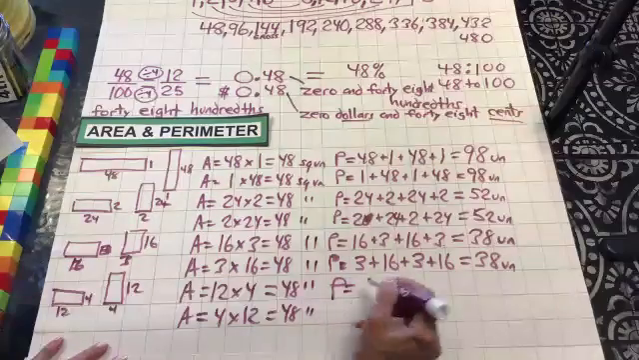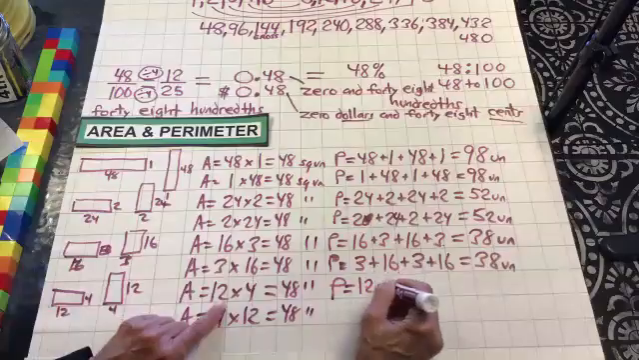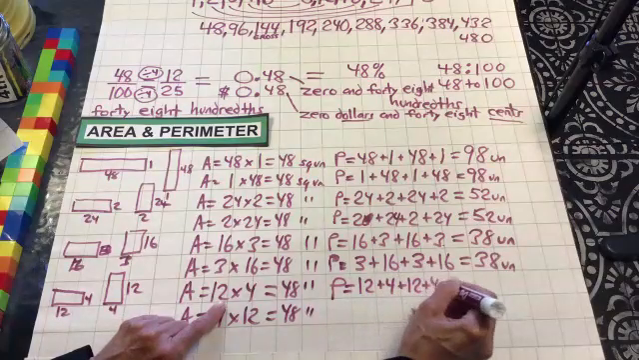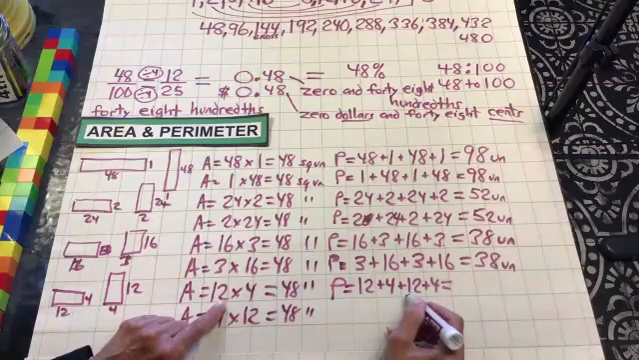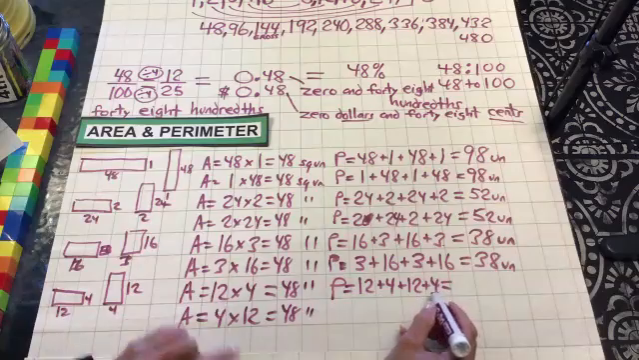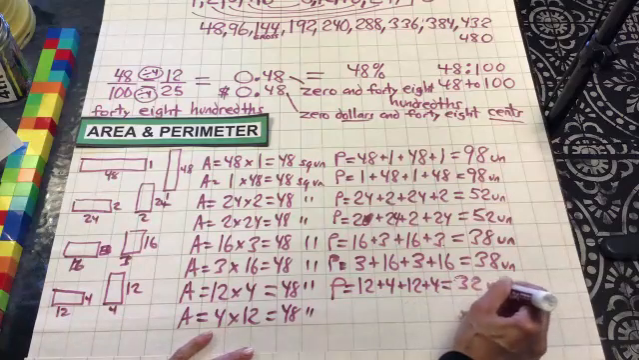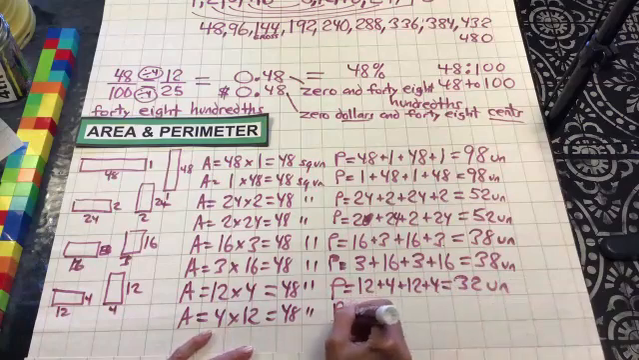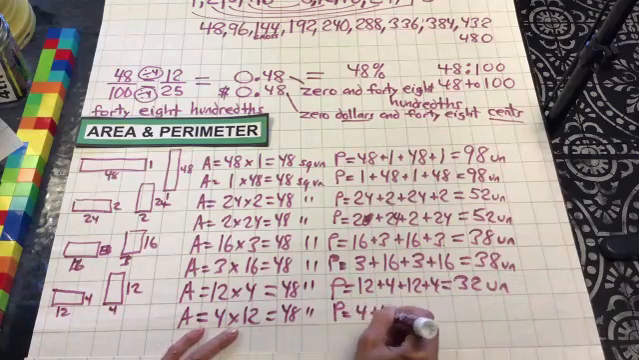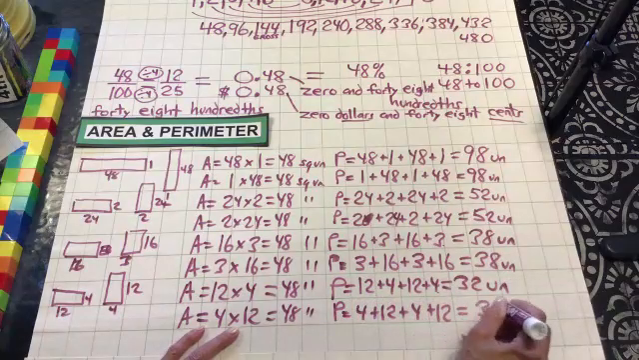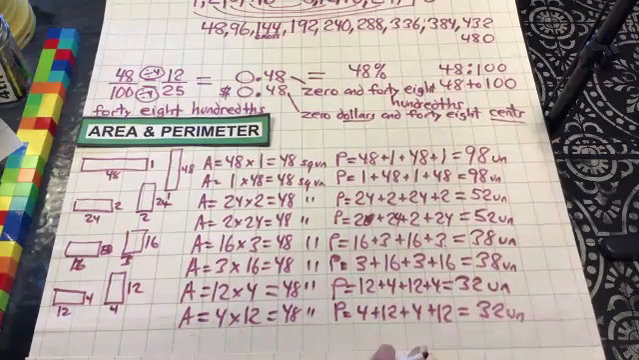We're going to do perimeter. So we start with the 12 plus 4 plus 12 plus 4 equals, well, 2 12s is 24, and 2 4s are 8. So 24 plus 8 is 32 units. And we do this one, which would be a 4 plus 12 plus 4 plus 12, which is the same numbers, different order, same length.